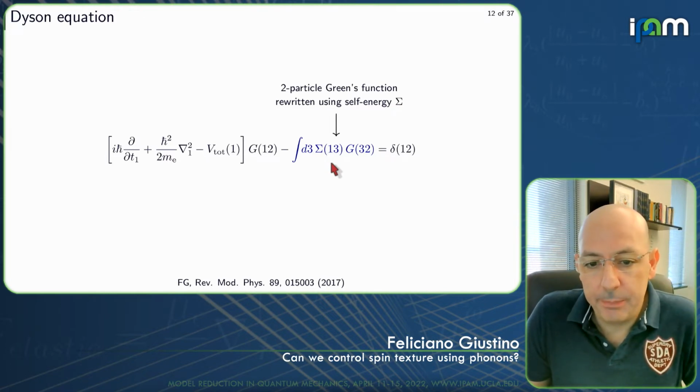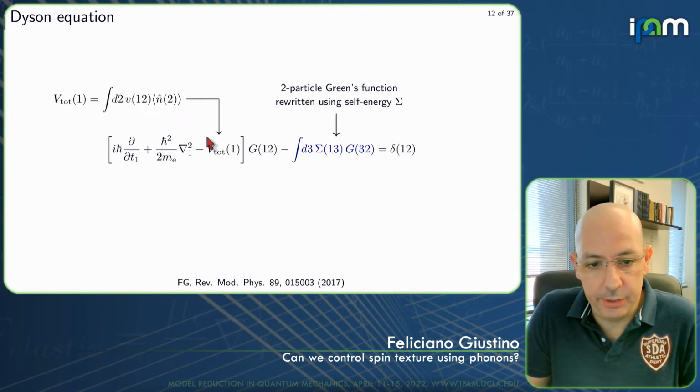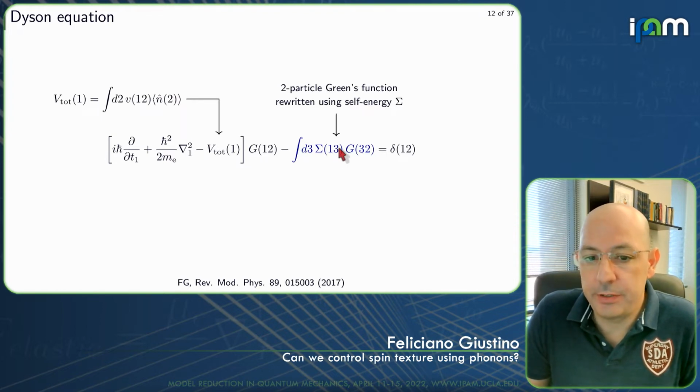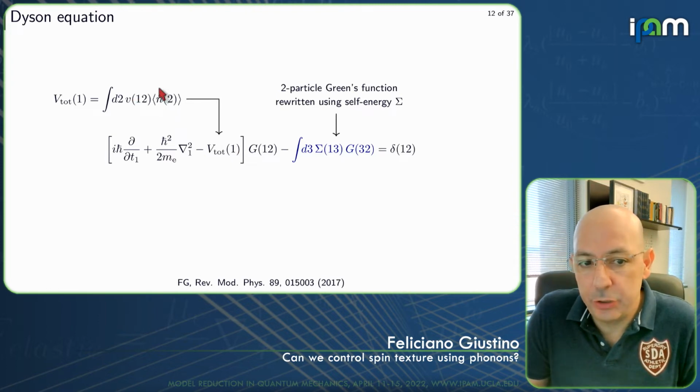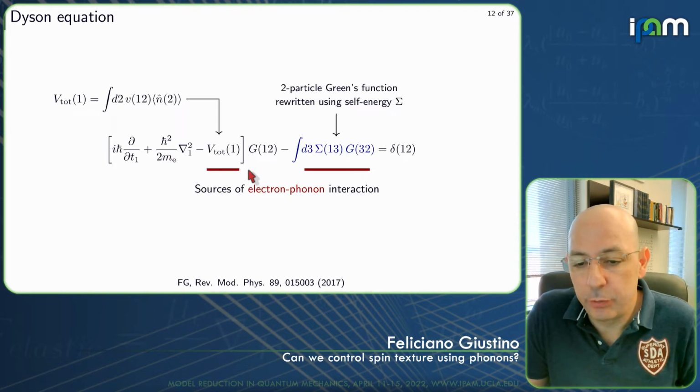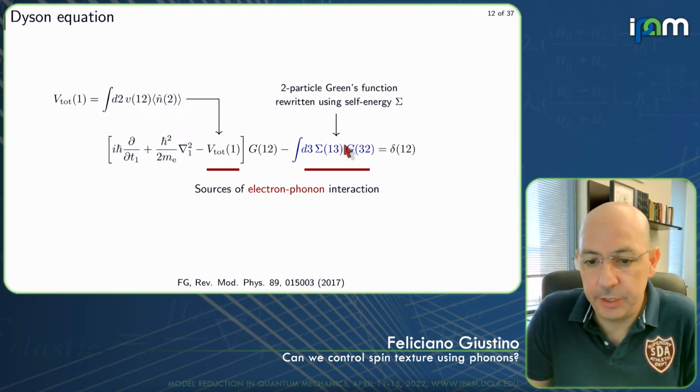Now, in practice, this self-energy is one of the potentials acting on the system. This other potential here is again a Coulomb interaction with the entire density of the system. And the electron-phonon interaction essentially will exist inside this potential here, and that has to do with the fluctuations of the nuclear density. And inside this self-energy here, and this is something that I'm going to describe in a second.